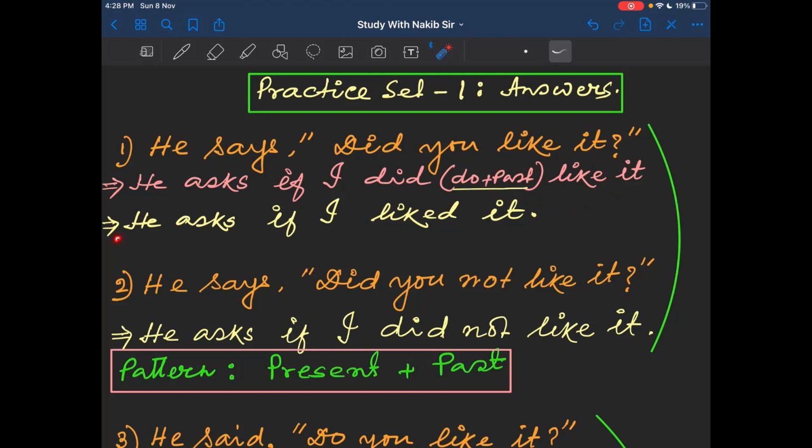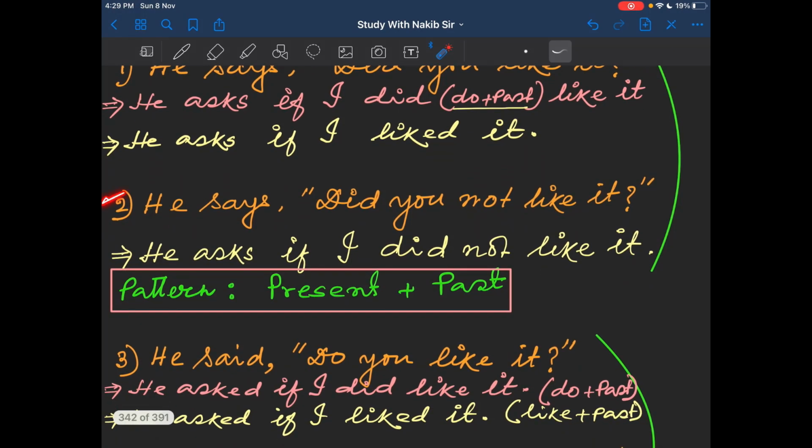So your right answer is he asks if I liked it. These are the steps. From here we are coming to this step, and from this step we are coming to this step. You have to see how did like is coming to liked. Did means do plus past, and do will be out and past will be added to like, and like will become liked. Like plus past is liked, you know. So your answer is he asks if I liked it.